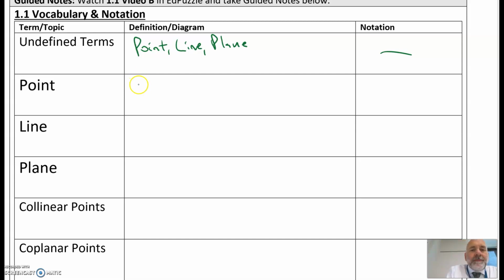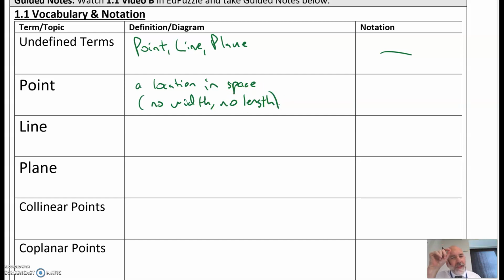A point is a location in space, but it has no width, no length. It's just a spot. It's just a location, and you have to think of it as infinitely small. If you put a bunch of points together, you still don't have anything there because points are just locations with nothing actually to them. When we think of a point, we don't think of it as having any width or anything to it. It's just a spot.